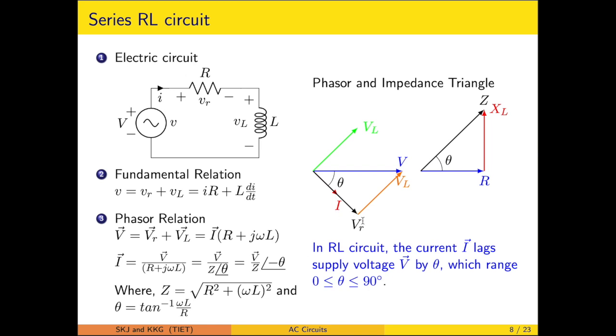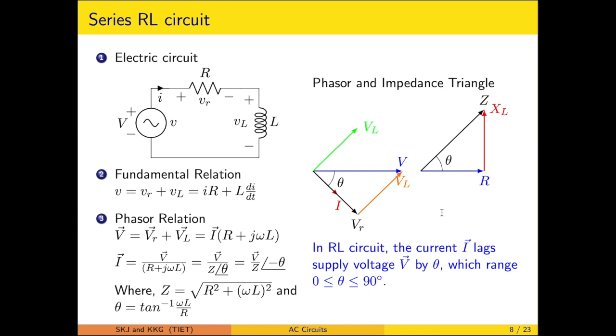You can easily see that the voltage across the resistance will be in line with the current, so that is the VR. The voltage across the inductor is 90 degrees leading to the current, so that is marked likewise. So that completes the phasor representing the voltage and current parameters.